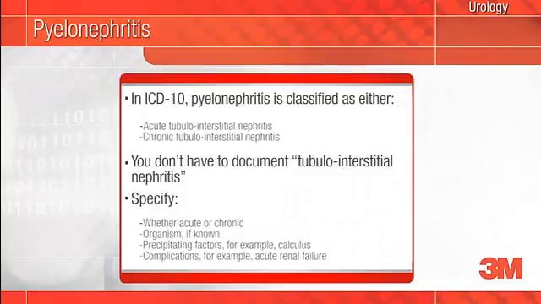In ICD-10, pyelonephritis is classified as either acute or chronic tubulo-interstitial nephritis. You don't have to document tubulo-interstitial nephritis. Your diagnosis of pyelonephritis will be crosswalked to the new terminology. However, you must document whether it is acute or chronic, the organism causing the infection, when known or suspected, and any precipitating factors such as obstruction due to calculus.